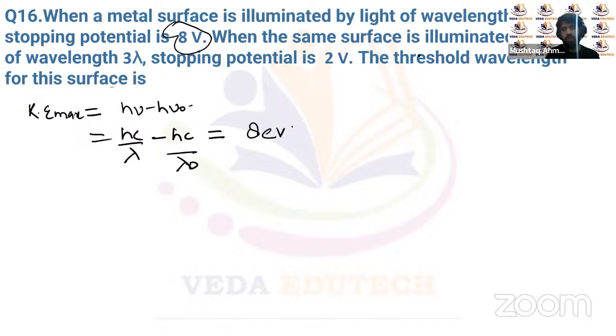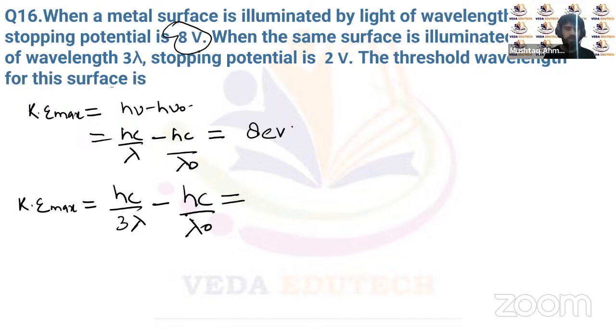Similarly, when the surface is illuminated by light of wavelength 3 times lambda, it will be hc upon 3 times lambda. And we know that the threshold wavelength will not change. It has to be a constant. The stopping potential is 2 volts, or we can say the kinetic energy will be 2 electron volts. What we have to do here is find the threshold wavelength for this surface.